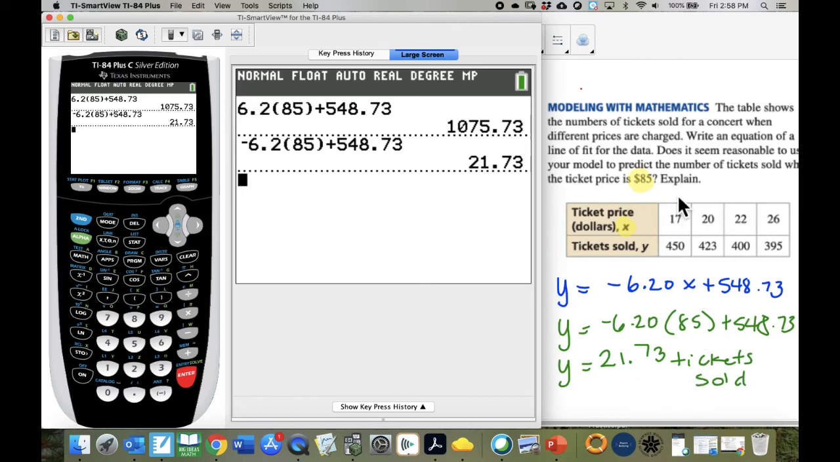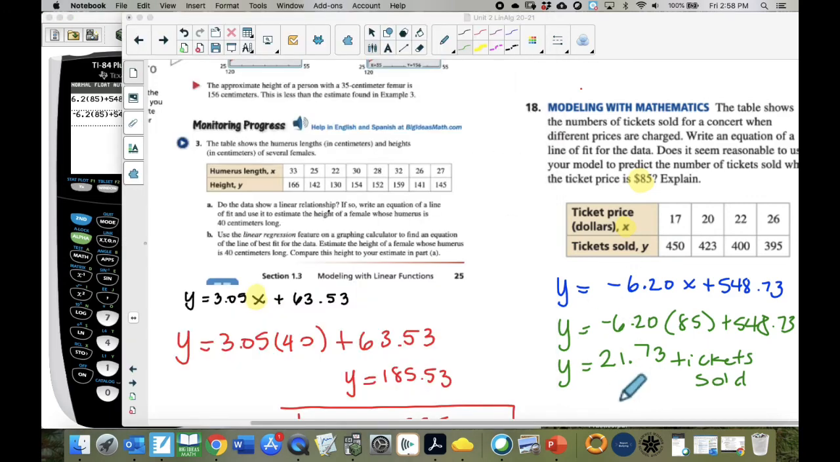The question was, is that reasonable? Well, you know, I don't particularly like this question. I wish I'd picked a different question. There's nothing wrong with 21.73. Some people I know would say, you can't have 0.73 of a ticket. That's true. Well, then let's just say 22 instead. 22 tickets sold, okay? That's fine.